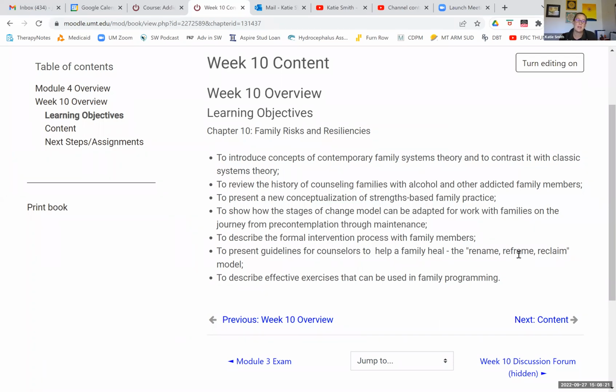What have we learned? We are presenting a new conceptualization of strength-based family practice, looking to show how the stages of change model can be adapted for work with families, describing the formal intervention process with family members.